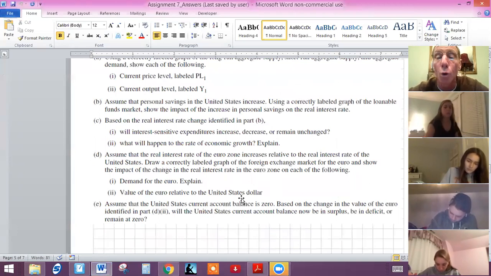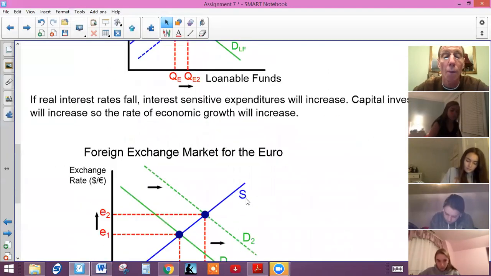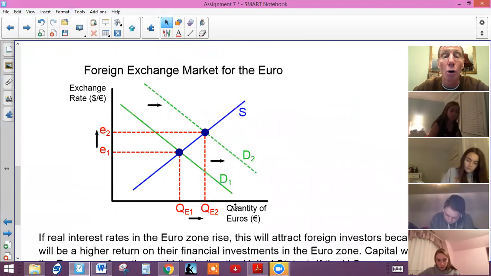We're drawing the graph for the euro, and show the impact of the change in the real interest rate in the Eurozone on each of the following: the demand for the euro and the value of the euro relative to the US dollar. Okay, so when we draw a graph for the euro, then the quantity down here is going to be in euros, right? So this is going to be euros. And the exchange rate is going to be dollar per euro.